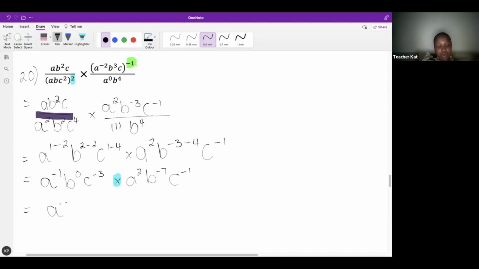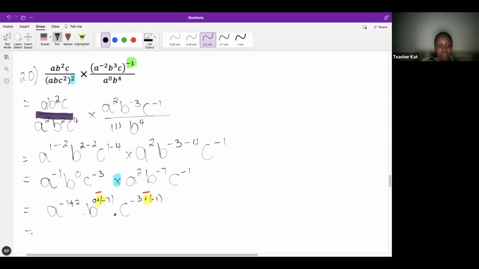So this is a to the power of -1 plus 2 times b to the power of 0 minus 7 times c to the power of -3 plus -1. Okay, I was wondering why there's a -7 there. It's because it's a plus -7, which is going to end up being -7, like so. So those plus minuses are going to end up making what? They're going to end up being negatives.